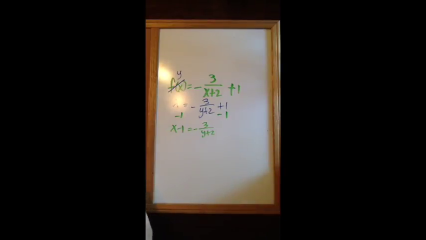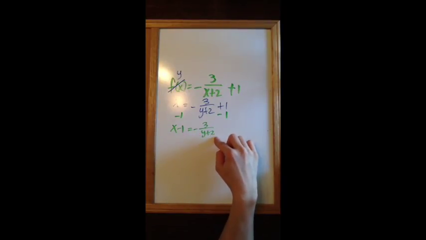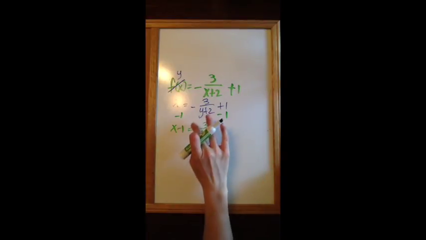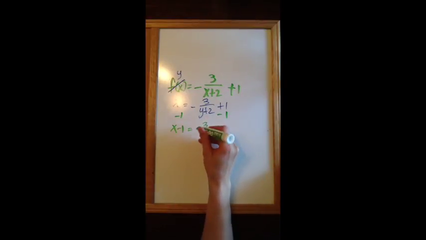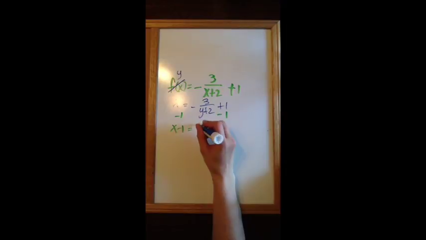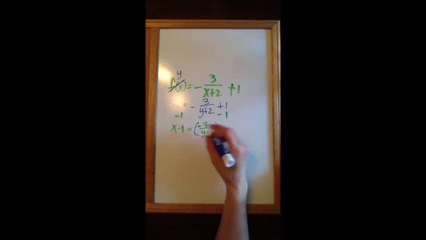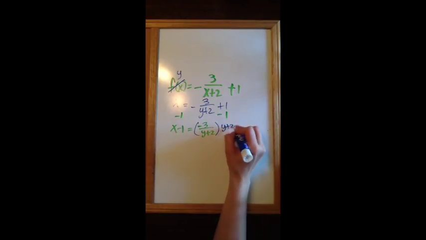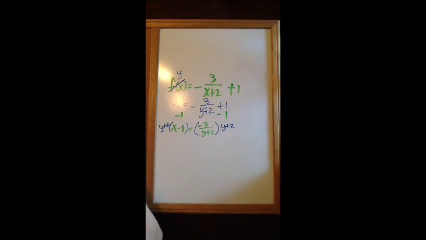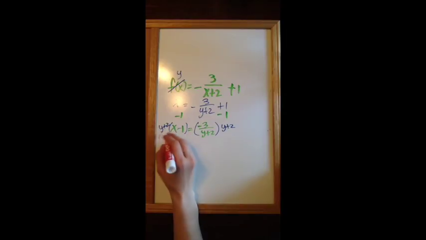Now, I have two options here. I can take the negative with me when I multiply by the y plus 2, or I can move it so that it's up at the top and then keep it there. I'm going to choose to move the negative up top and just keep it there. Okay. So then I want the y plus 2 out of the denominator. So to get it out of the denominator, I'm multiplying both sides by y plus 2. So don't multiply these. Make sure you put them in parentheses.